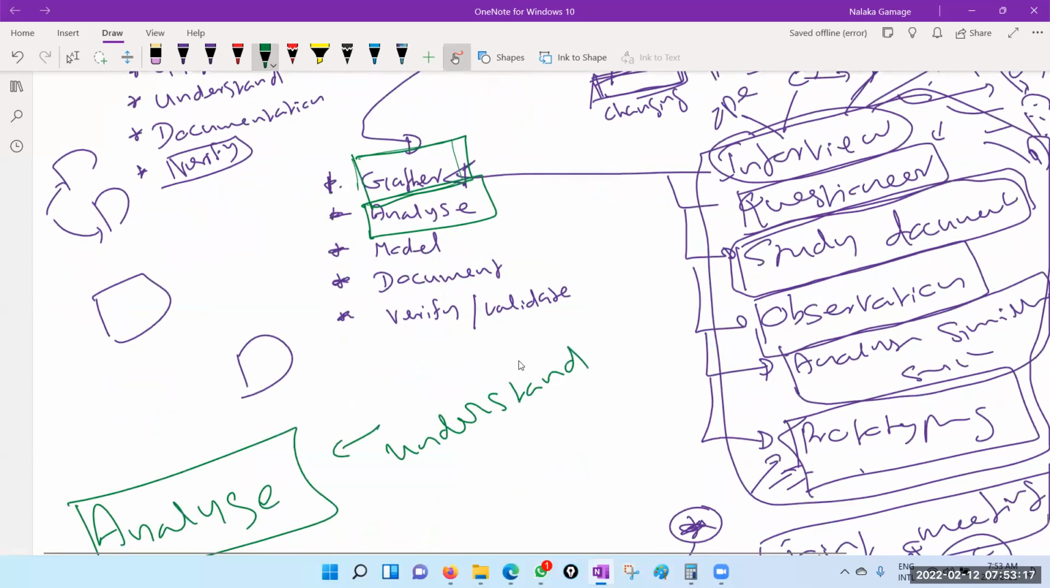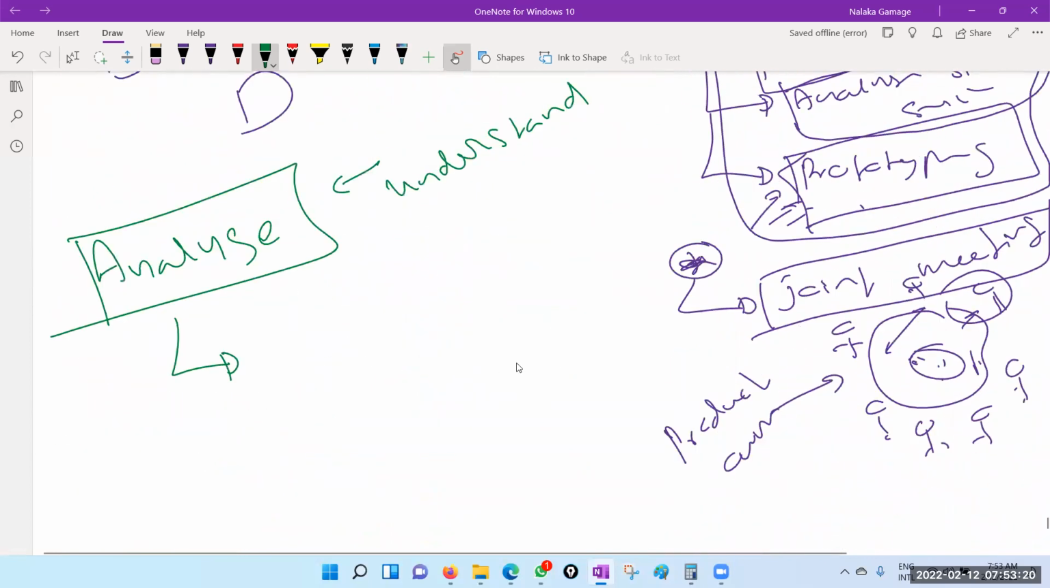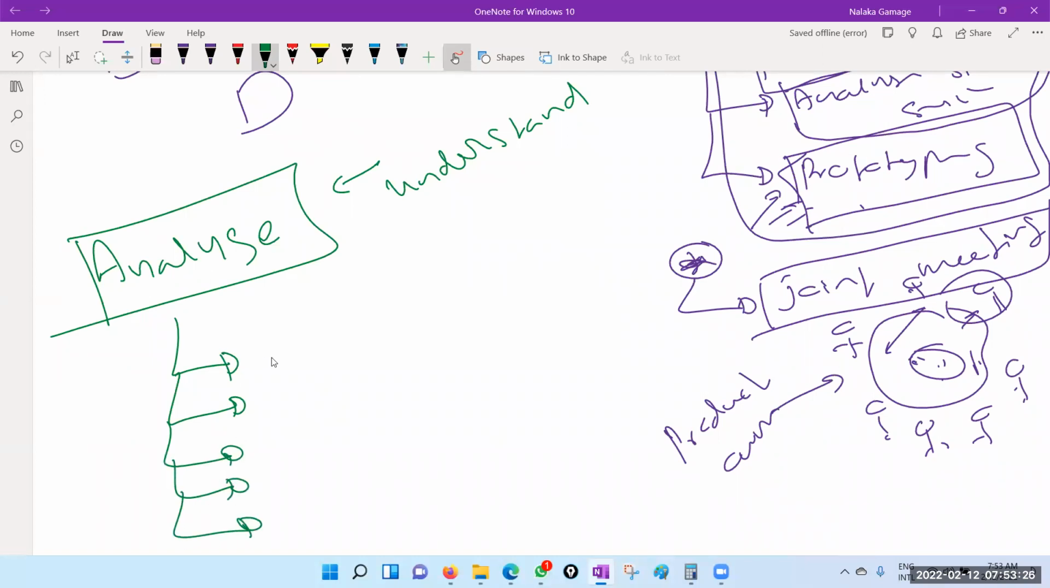Right, so what is analysis? There are a few things we can do, and a combination of these things we call analysis. One thing is we can break it into aspects.